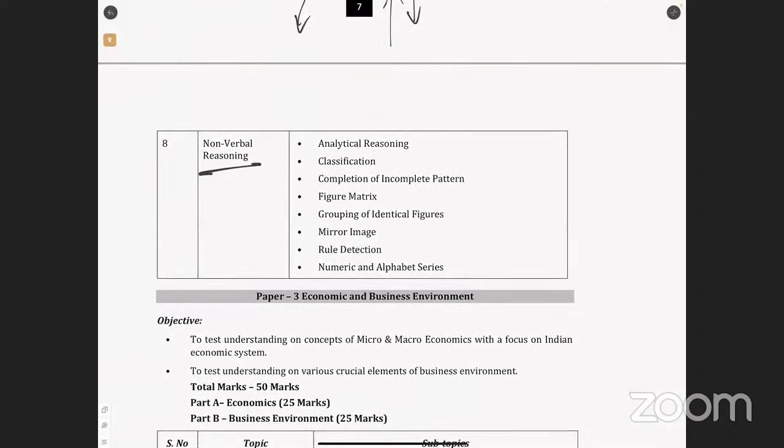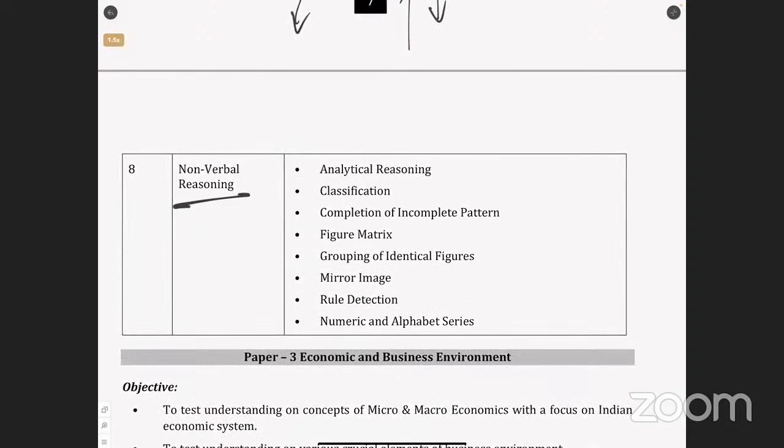Then we have non-verbal reasoning, wherein we mostly look at objects, we look at diagrams, we look at pictures and try to identify the relationship between those items.